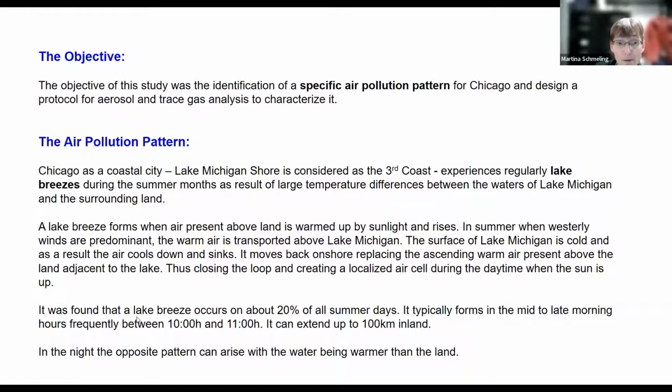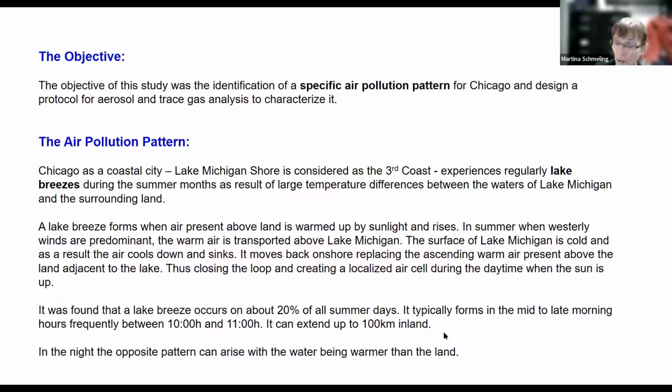It was found that lake breezes occur on about 20% of all the summer days. This is a rough average. It typically forms in the mid to late morning hours, frequently between 10 and 11. You will see that we did a pilot study of figuring out when that actually happens.